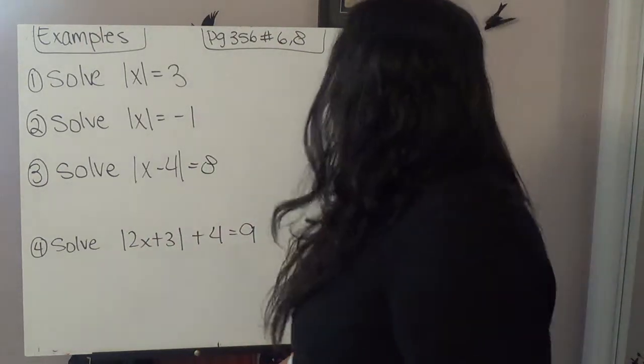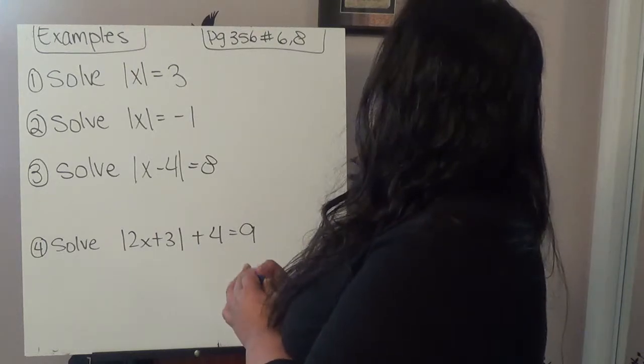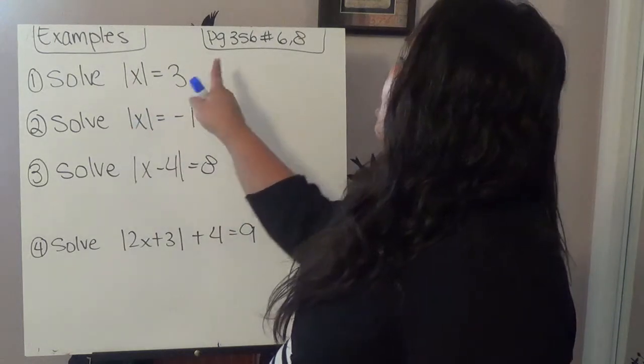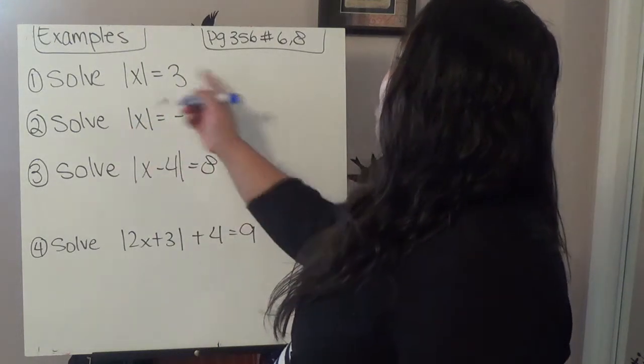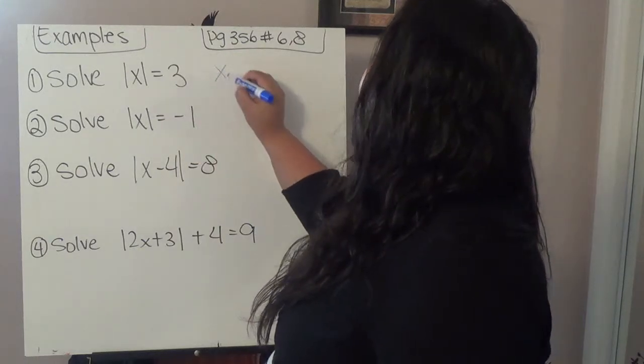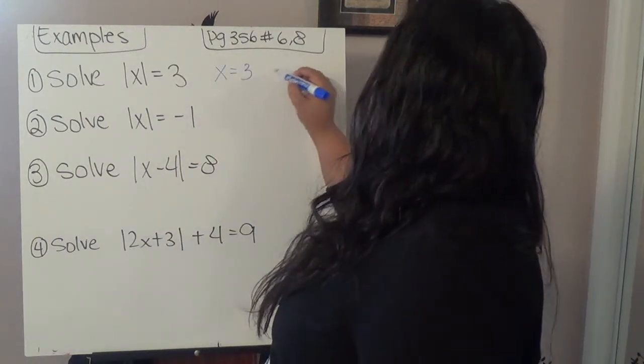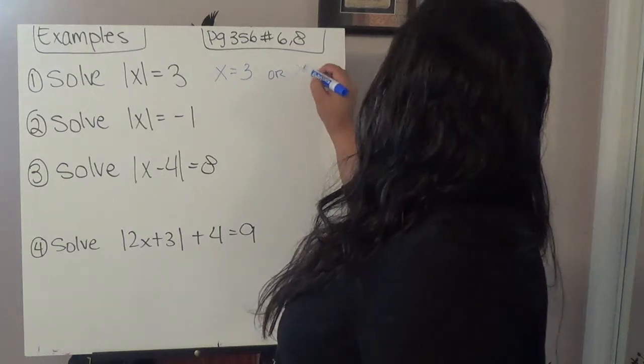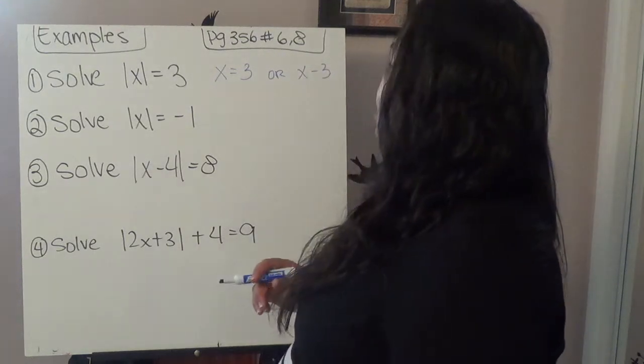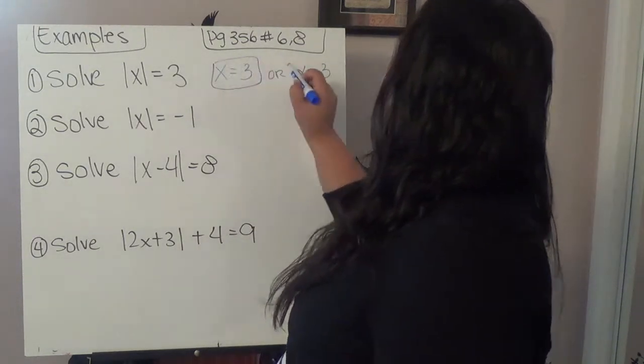If I have an absolute value here, that means I'm going to get rid of the absolute value, but then my x can either be 3 or my x can be -3. Does that make sense? And here are my answers.